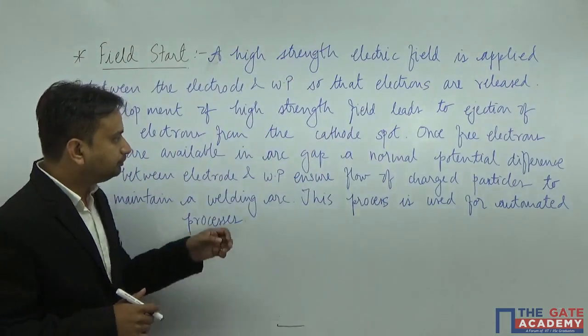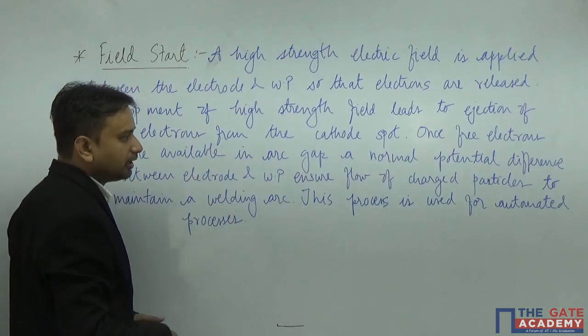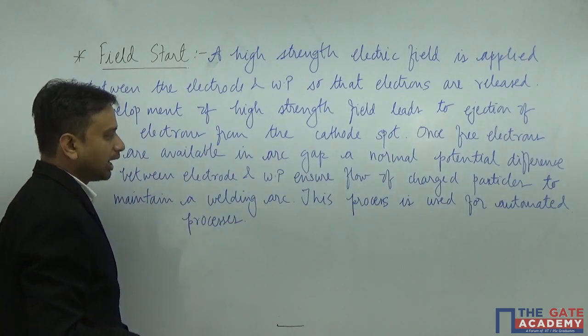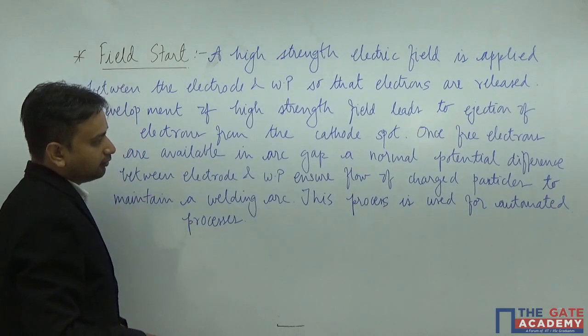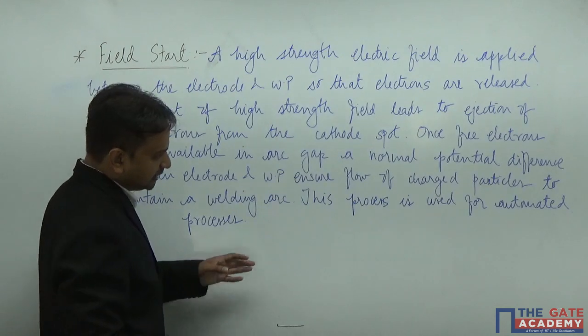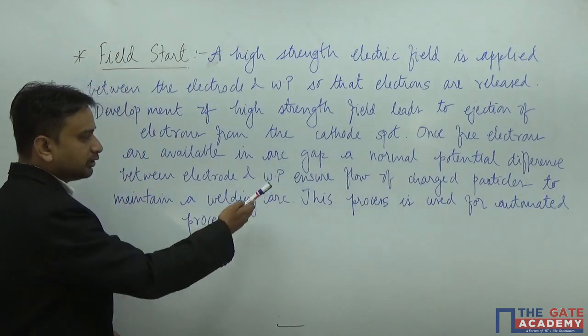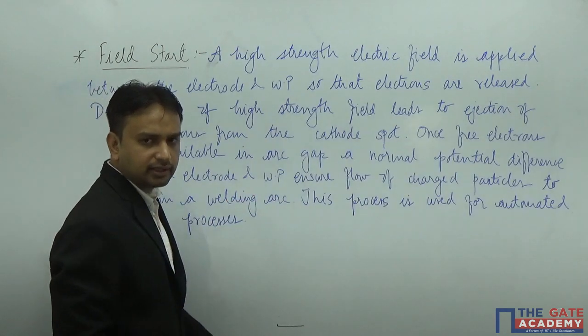5 elements. So now once free electrons are available in the arc gap, a normal potential difference between electrode and workpiece ensures flow of charged particles to maintain a welding arc. This process is used for automated process. So I would like to elaborate on the last line.